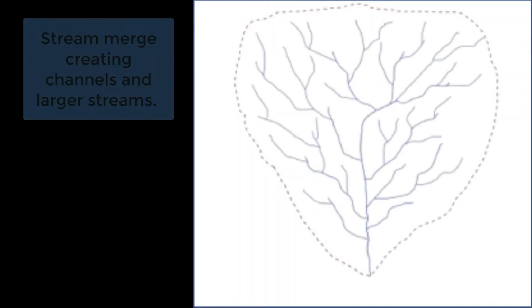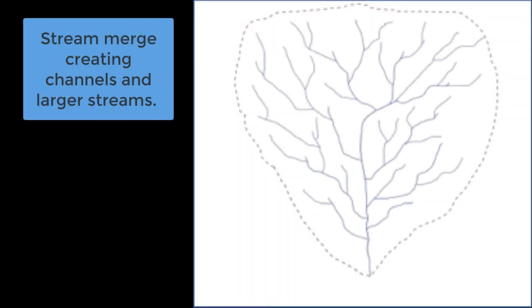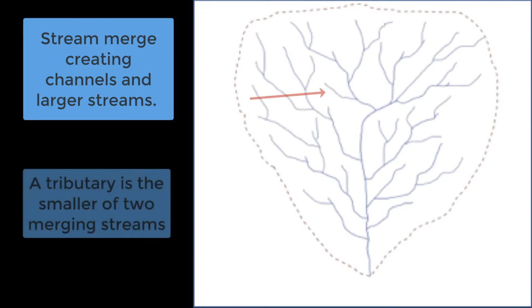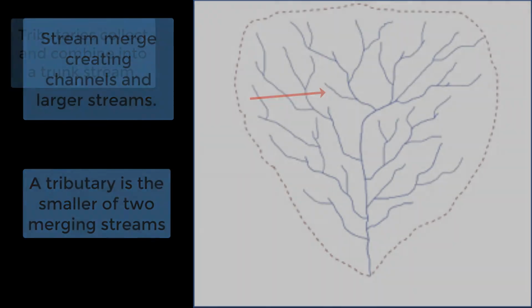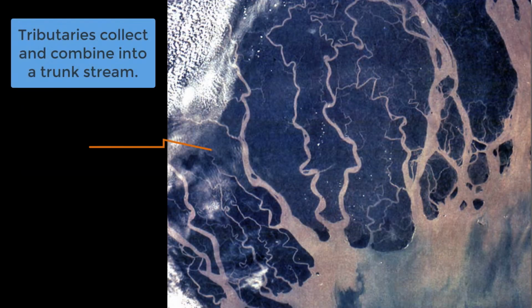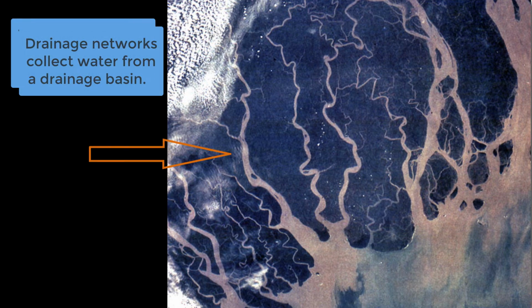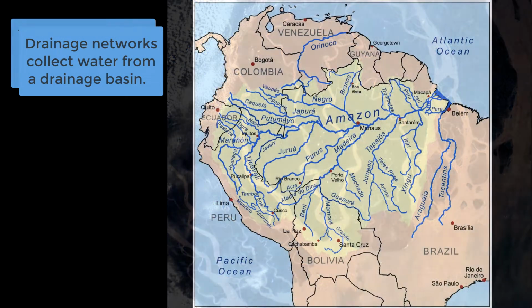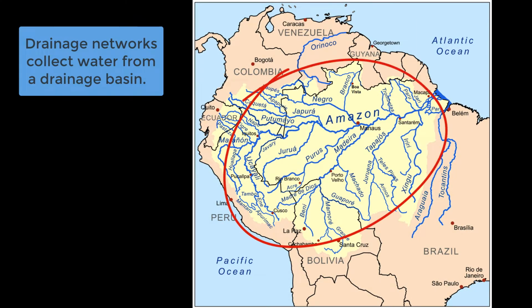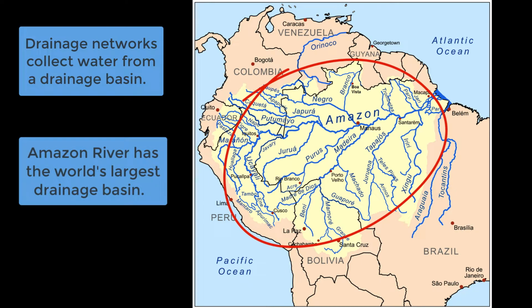As streams flow downhill as a result of runoff, they merge with other streams, eventually creating a channel. When this happens, the smaller of the two merging streams is known as a tributary. Many tributaries will collect and dump into a larger or a trunk stream. So it's this branching network of streams that's known as the drainage system or the drainage network, and it collects water from a broad area, and that area is called a drainage basin or a catchment or watershed. They all mean the same thing.